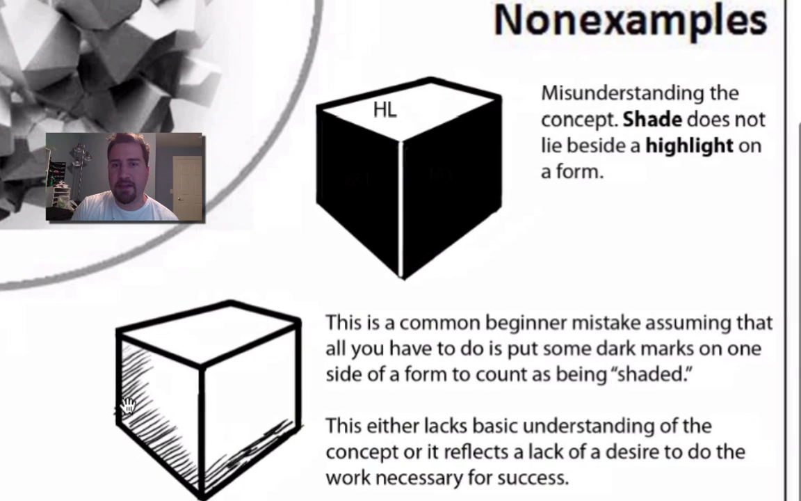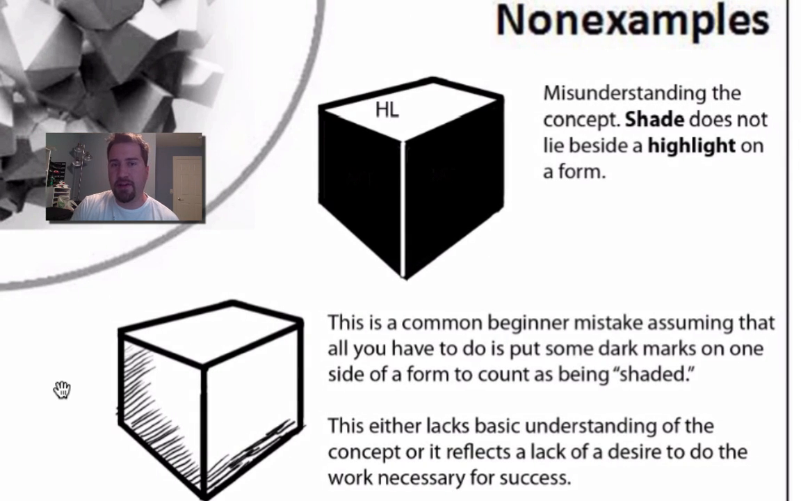Common mistakes that beginners make involve not including all of the values. For example, putting a shade beside a highlight. Remember, your midtone rests between the highlight and the shade. Another common beginner mistake involves believing that in order to have value in a piece, all you have to do is put a few marks on it. That's not true at all.